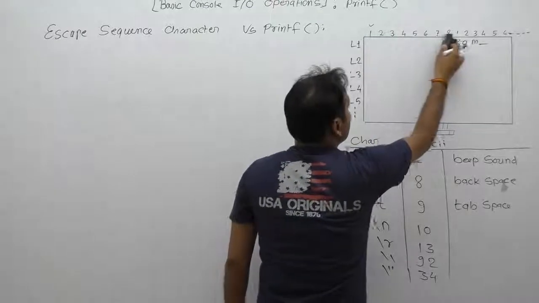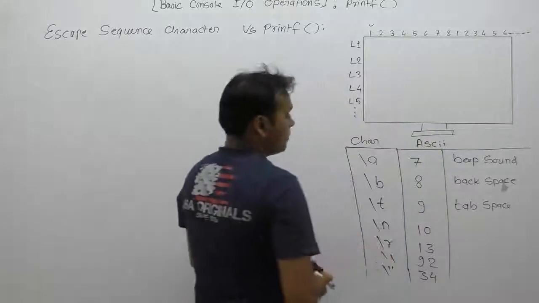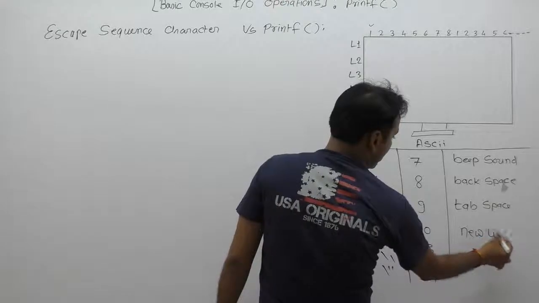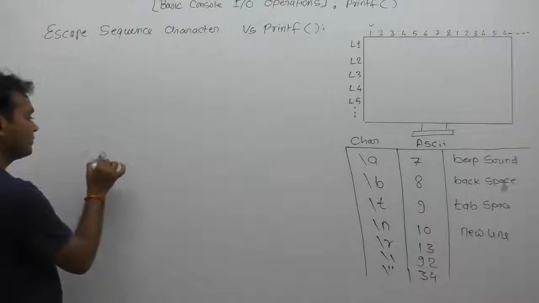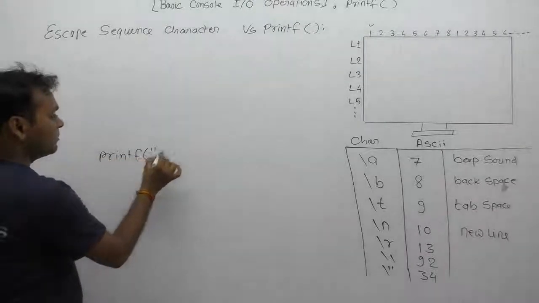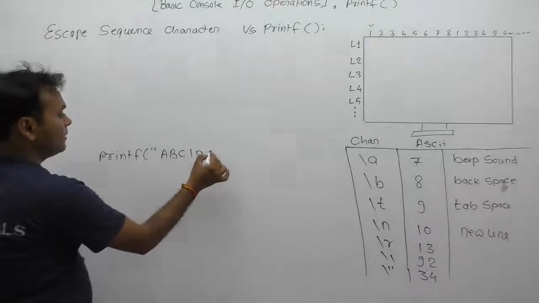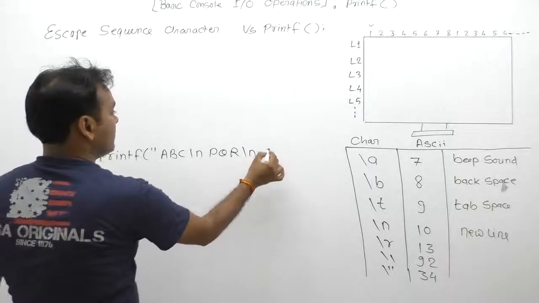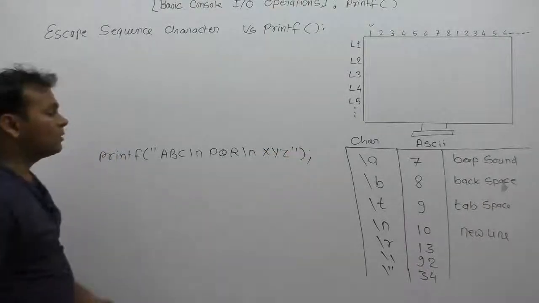\n is generally used to move the cursor onto the new line or next line. Therefore, this character is also known as the new line character. If you want to display different messages in separate lines, like a message as ABC\n, PQR\n, then finally XYZ. What is the behavior of this printf?